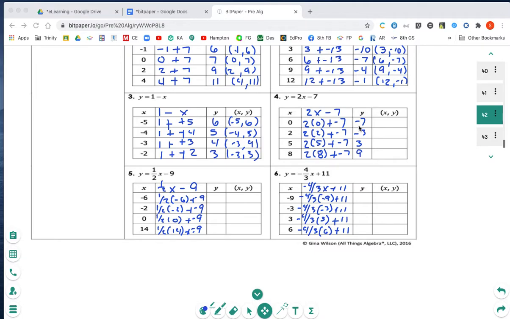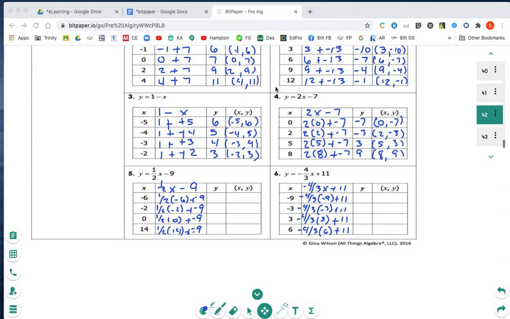And now we're going to put our ordered pairs in. So when x is 0, y is negative 7. When x is 2, y is negative 3. When x is 5, y is 3. When x is 8, y is 9.